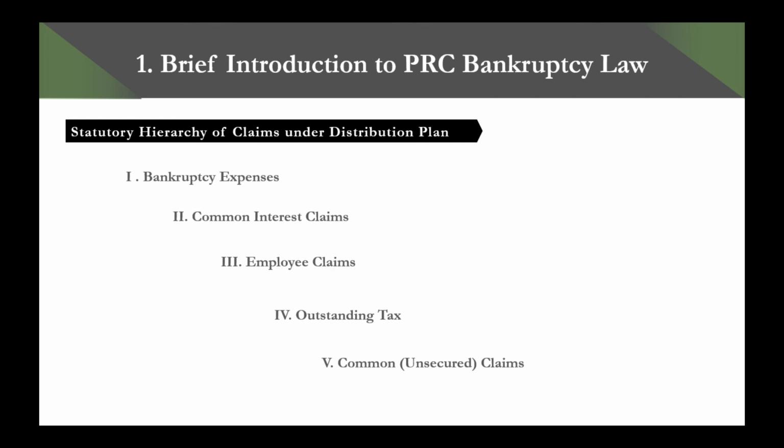When distributing the debtor's assets, the ranking of the unsecured claims in the bankruptcy proceedings would be in the below sequence. Firstly, the bankruptcy expenses. Then come common interest claims, employee salary and benefits, and tax, and other unsecured claims would be paid lastly.